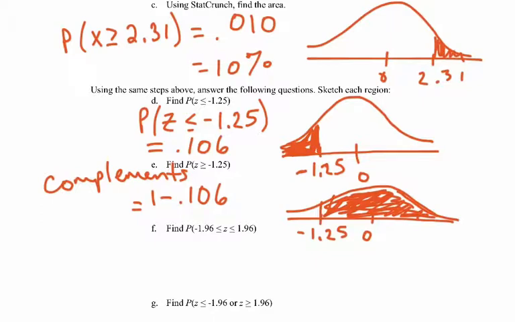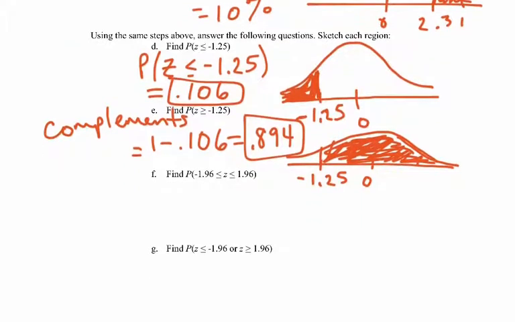And so let's see what that gives me. Let's see, 1 minus 0.106. I'm getting about 0.894, and that would be the complement of the 0.106 in the previous example. How about in letter F?